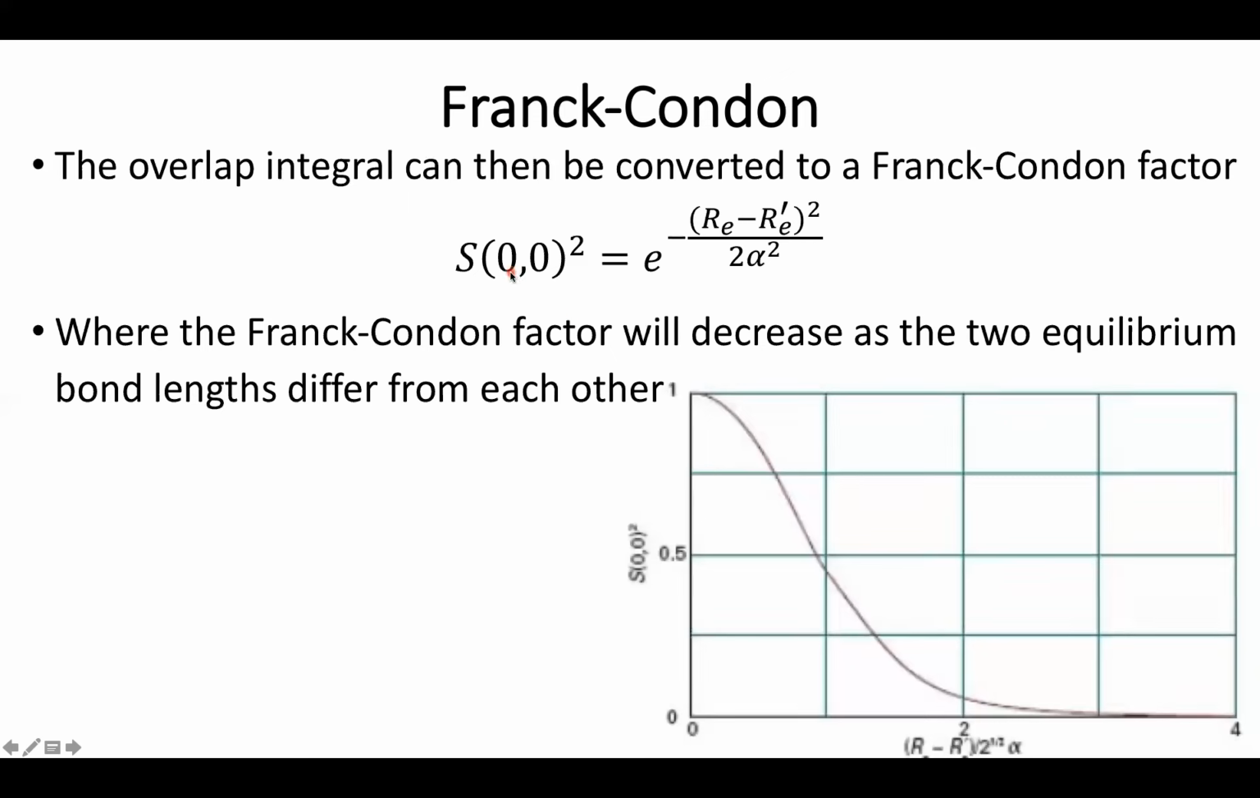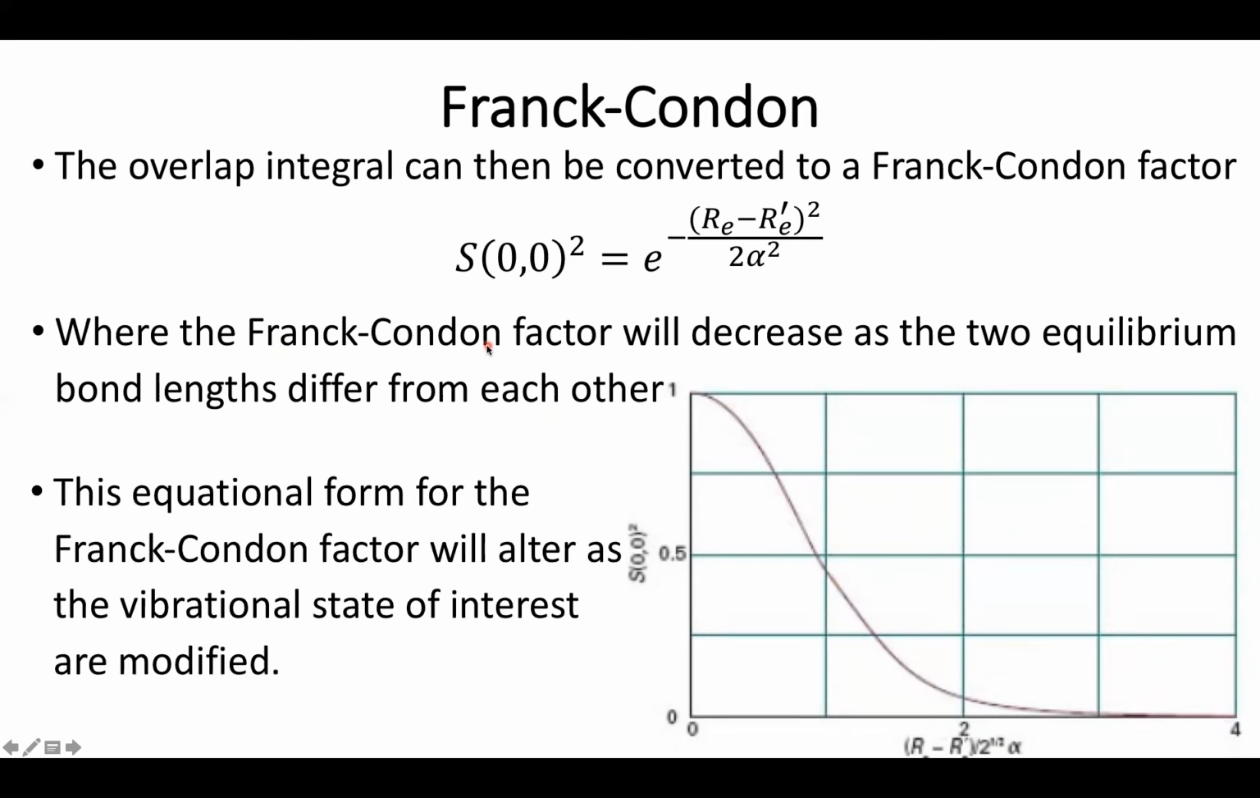Now, it is worth noting this is only for the 0 to 0 transition, but it does help indicate an important feature. The more my two wave functions differ, which is going to largely be driven by the difference in equilibrium bond lengths, the less likely I am to see a transition. And this is going to work through an exponential decay. So small differences of bond lengths won't make a big difference. But past a certain point, it's going to drop off, so I'll see very little signal. This is where you'll often hear the term Franck-Condon forbidden.